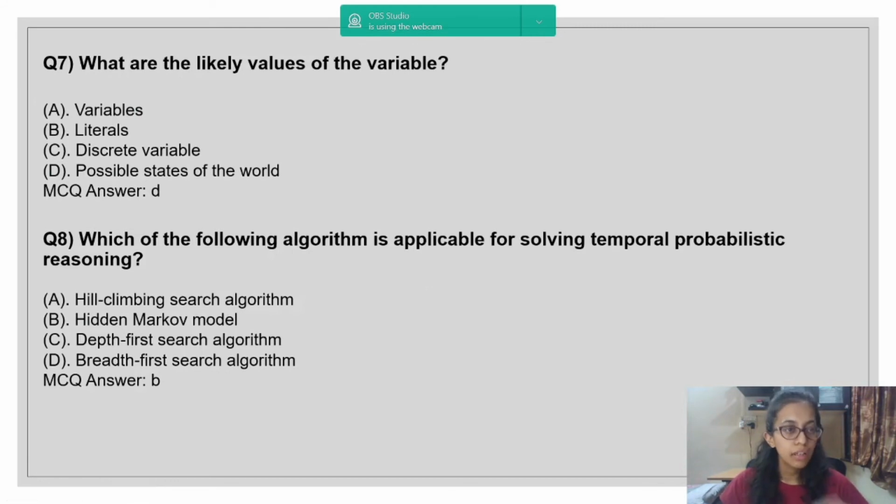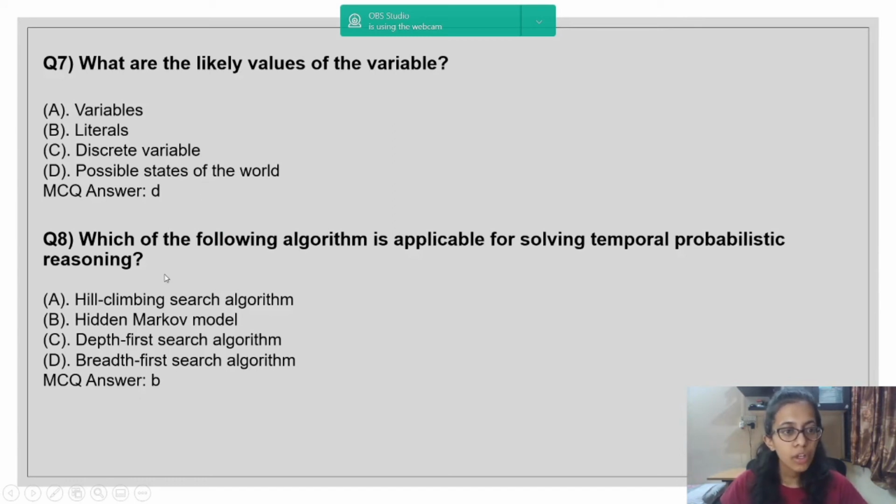Question 7. What are the likely values of the variables? So variables, literals, and discrete variables are all good answers for this question, but the more appropriate answer is possible states of the world, because a variable can have random values. So the answer here is D.